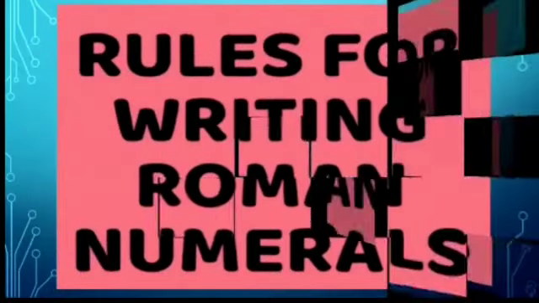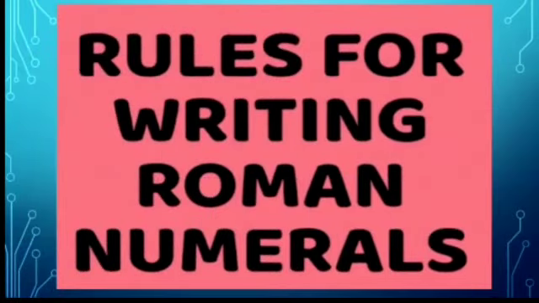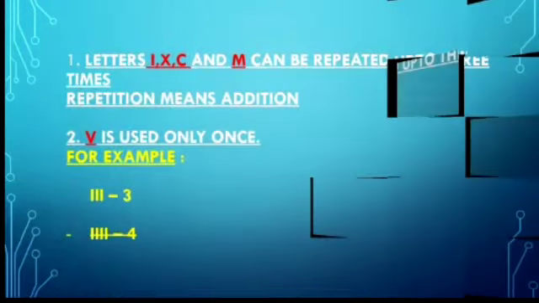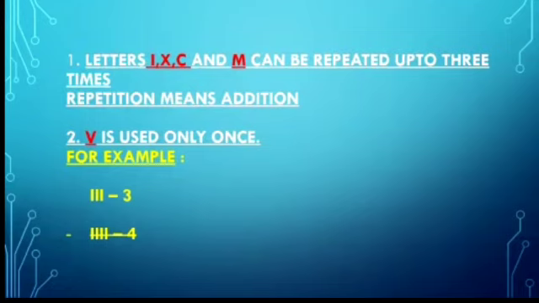Hope you have memorized. Let us learn how to write the Roman numerals. For writing the Roman numerals, it's very important to learn the rules. Let's see what are the rules we have to follow. Rule number 1 is letters I, X, C and M can be repeated up to 3 times. It means the value of I is 1, X means 10, C means 100, M means 1000. You can repeat the alphabets only 3 times. You cannot repeat more than 3 times.